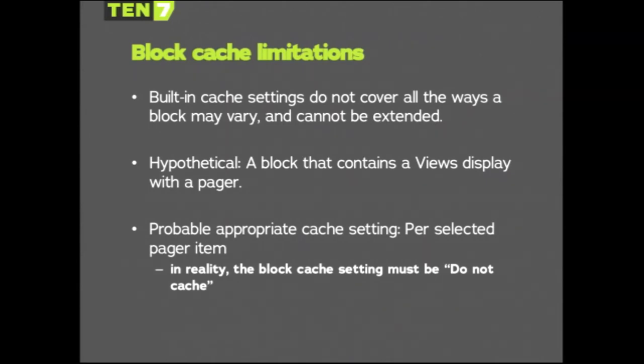Another example would be a block that contains a view with a pager. We'd love to be able to vary the contents of that block according to the page you're on, but that's not available as one of the block cache settings. So in that instance, you can't cache it using regular block cache settings. You have to set it at do not cache so that that page variable can be picked up. It's actually possible that you might be able to use per page as well, because the page is something that comes in as part of the URL. But that might get dicey depending on how you're using the pager.